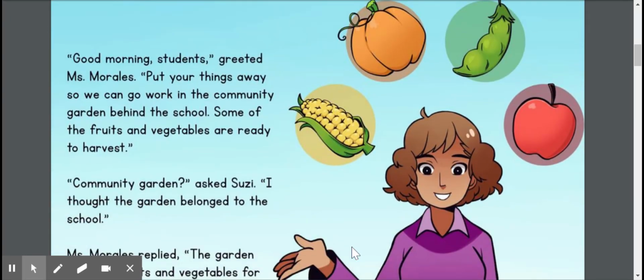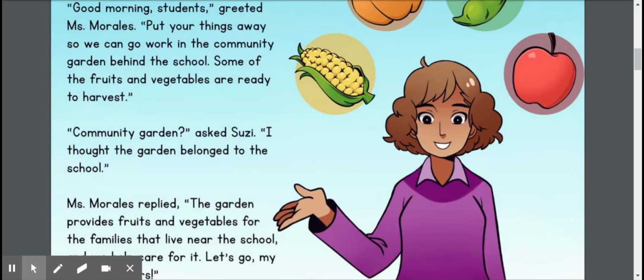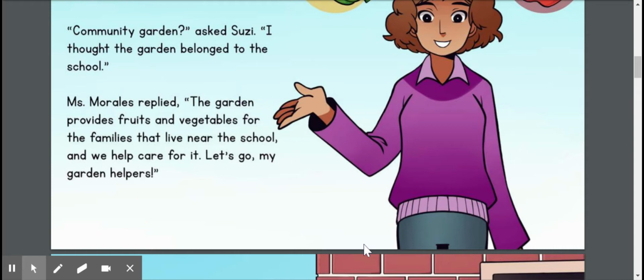Good morning, students, greeted Mrs. Morales. Put your things away so that we can go work in the community garden behind the school. Some of the fruits and vegetables are ready to harvest. Community garden? Susie asked. I thought the garden belonged to the school? Mrs. Morales replied, the garden provides fruits and vegetables for the families that live near the school. We help care for it. Let's go, my garden helpers.